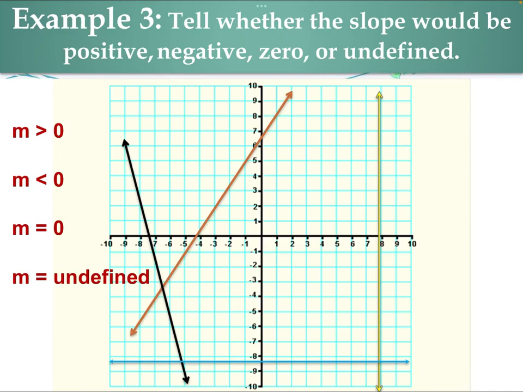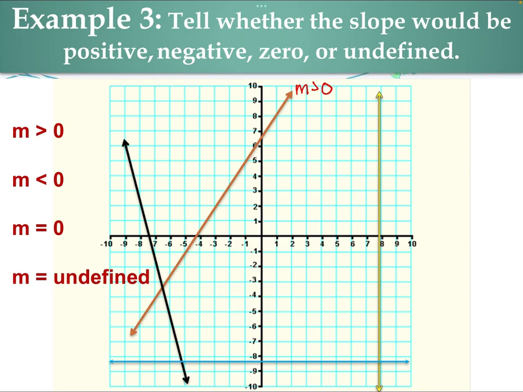So moving on to example 3. Tell whether the slope would be positive, negative, 0, or undefined. So which of these four lines is representing a slope that's greater than 0? Well, that would be this orange line. Why? Because the line is going up. It's positive. Line is going up from left to right.